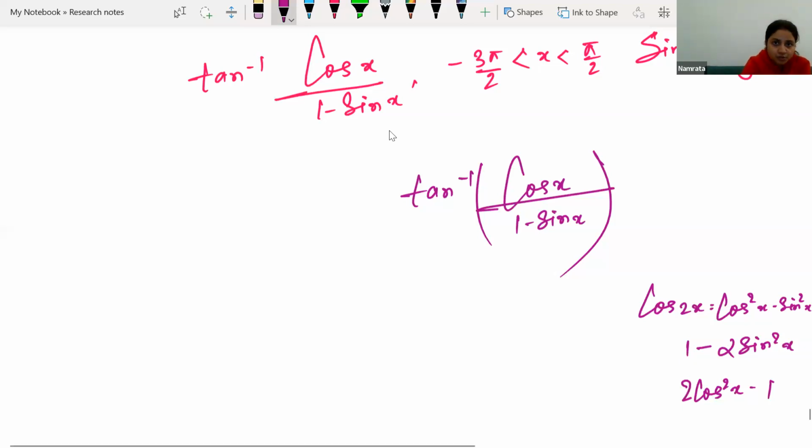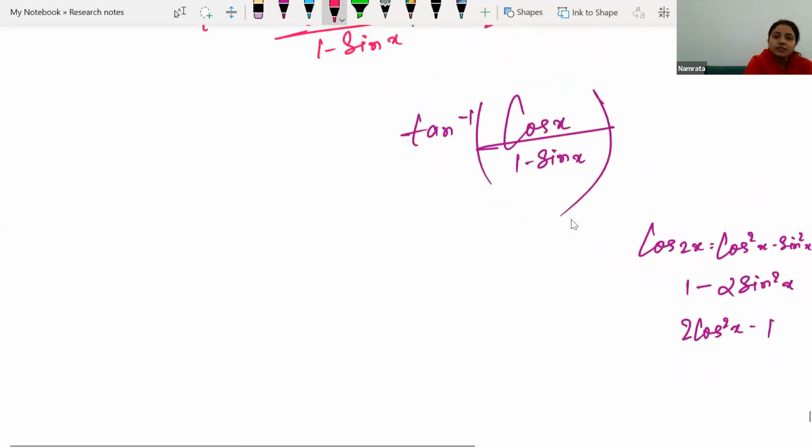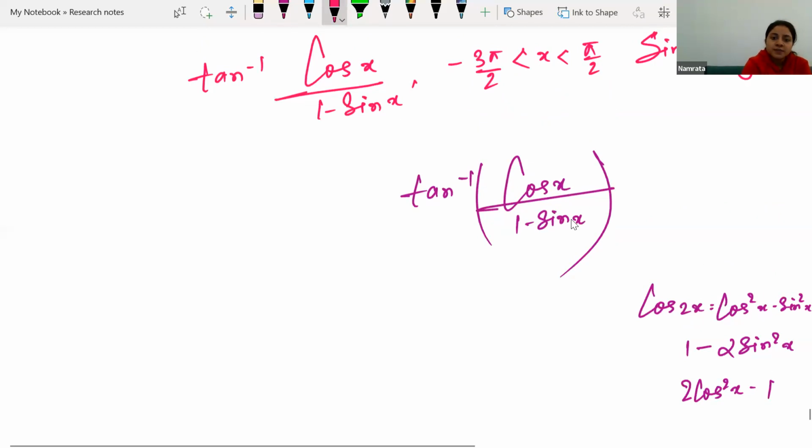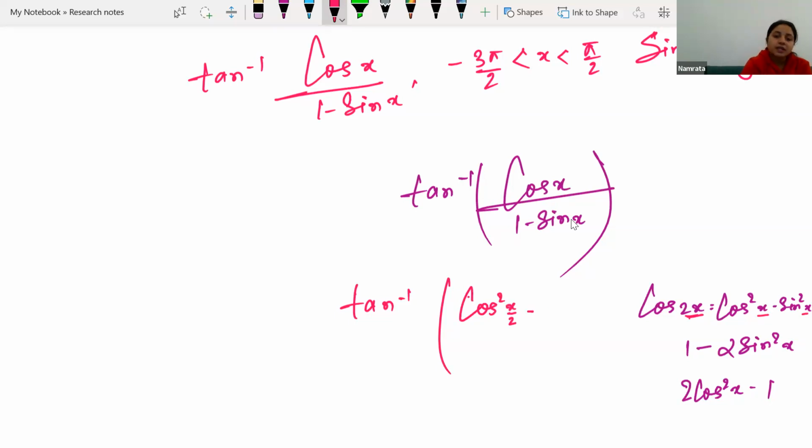Here we don't have cos 2x, we have cos x. No worries, we can customize the formula. We can use the same formula over here. So we are going to use tan inverse. When 2x was there, we wrote cos x; when x is there, the other side will take x by 2. So I am going to write cos square x by 2 minus sin square x by 2.